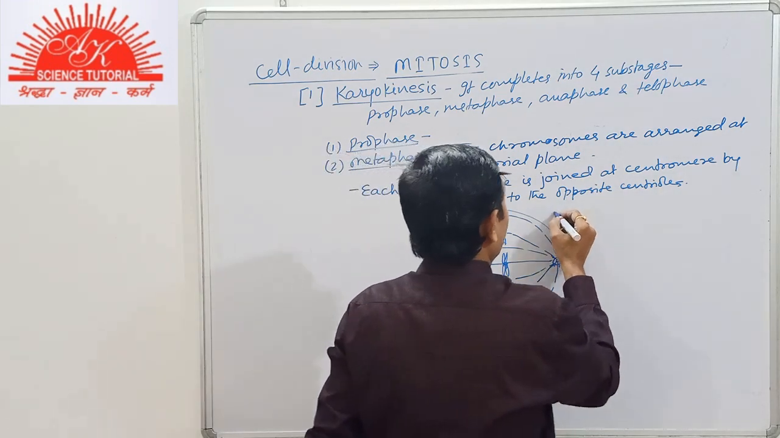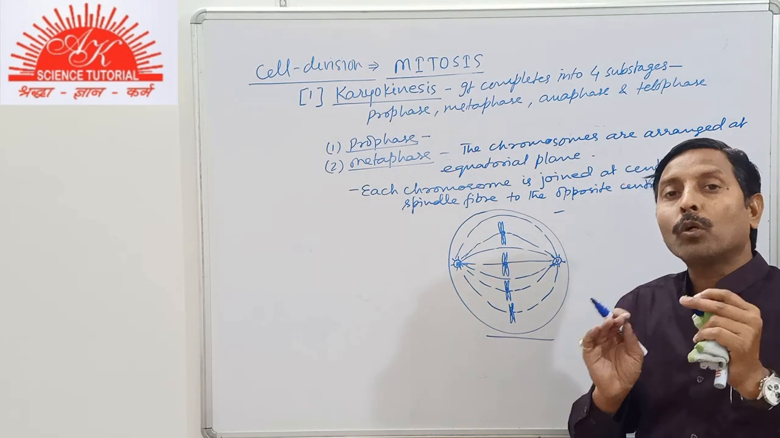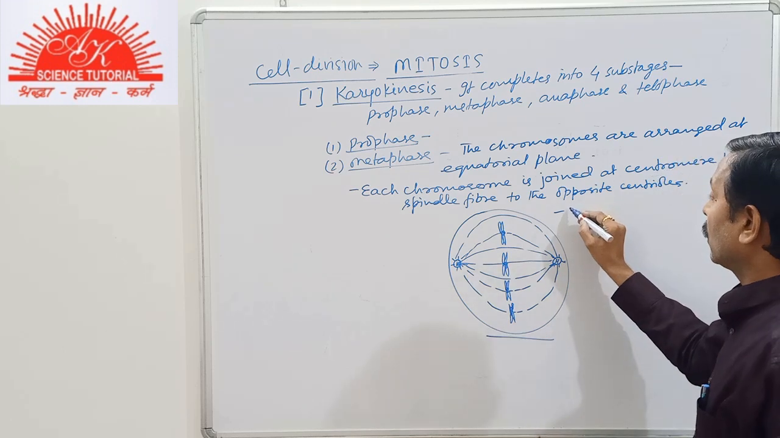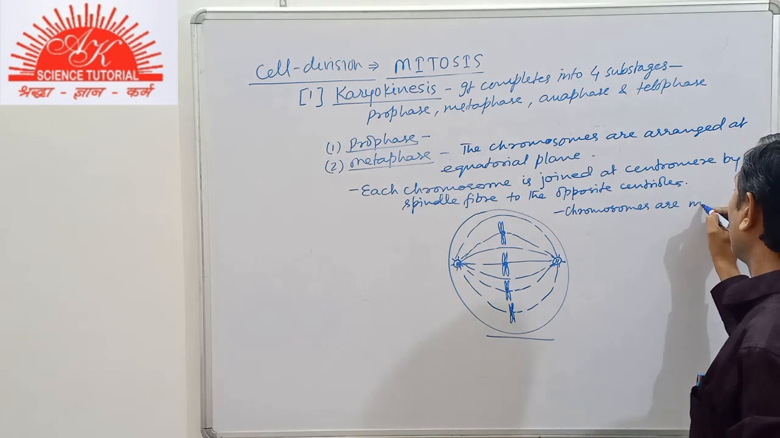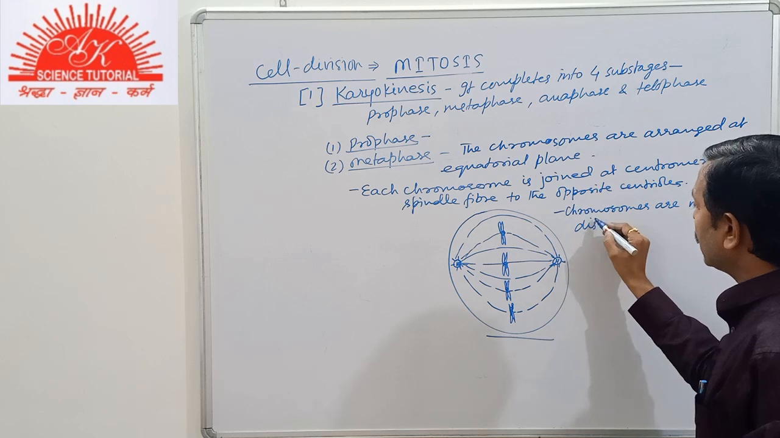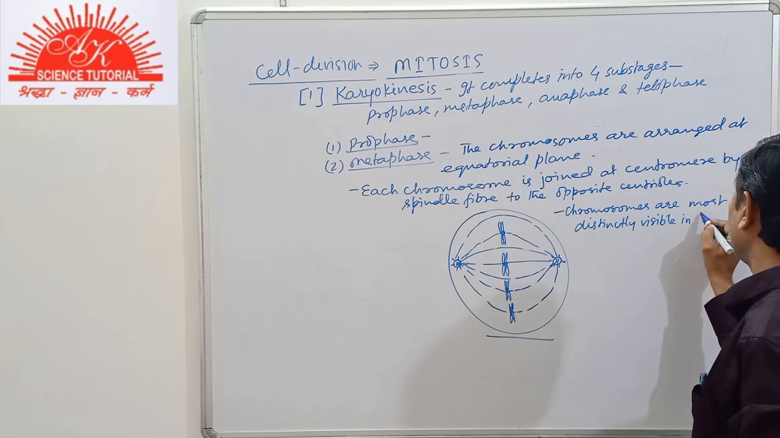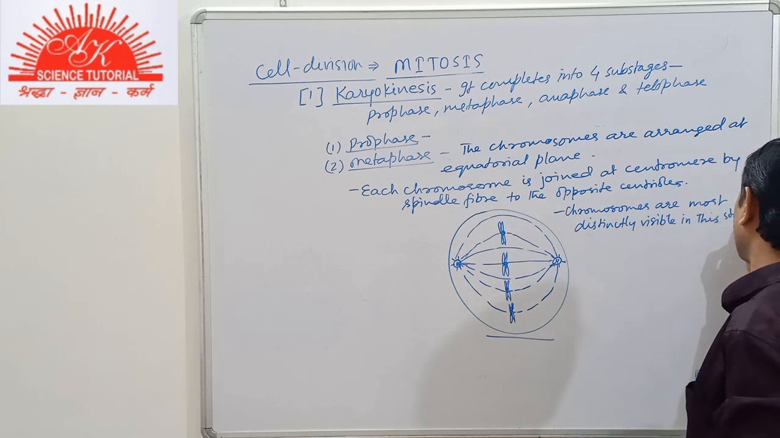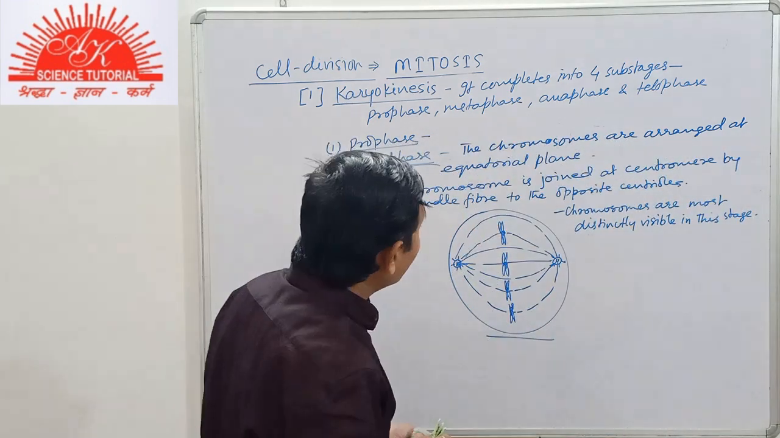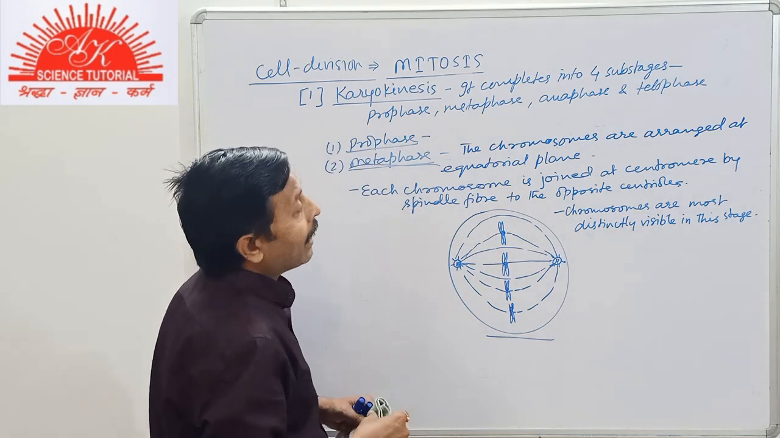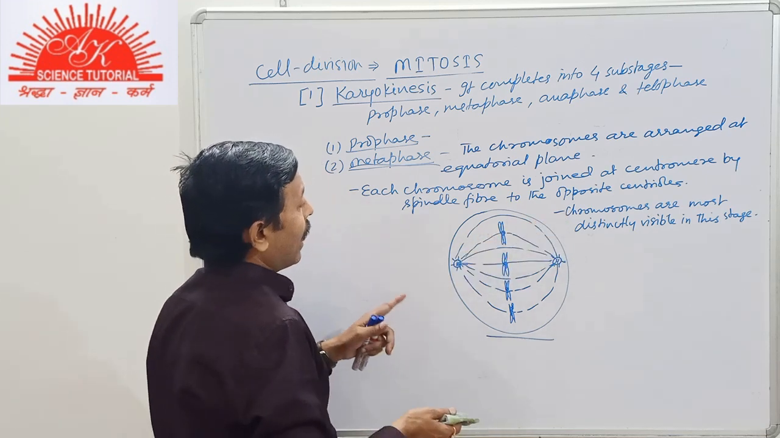Now, one more question is asked. Name the phase of cell division in which chromosomes are most distinctly visible. Chromosomes are most distinctly visible in this stage, that is metaphase, because the scattered chromosomes get arranged at the equatorial plane, where they are easily visible and can be easily studied. So this is the question asked here.